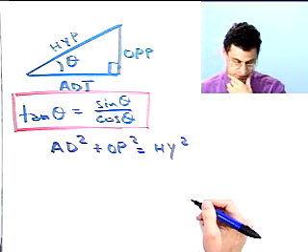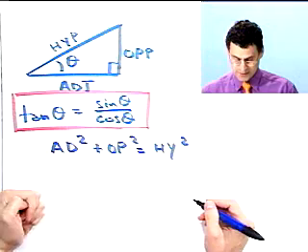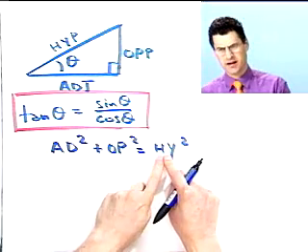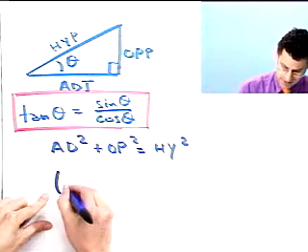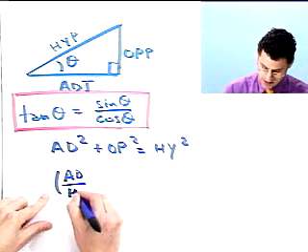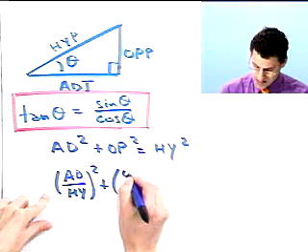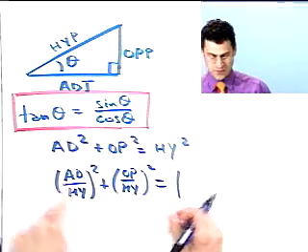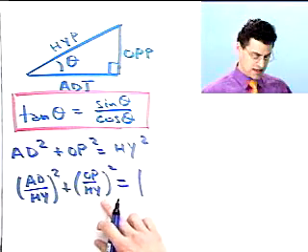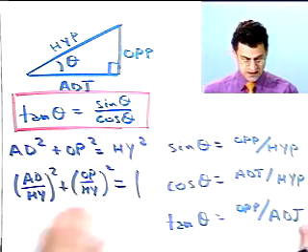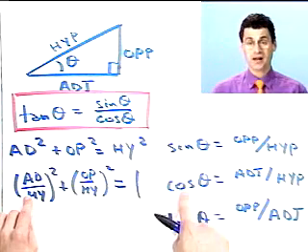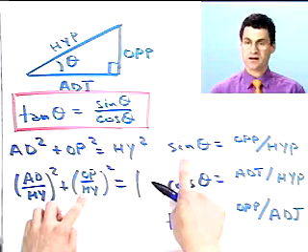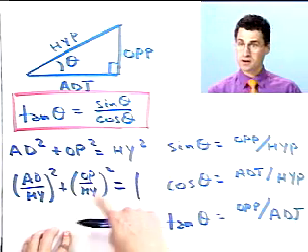Okay, now what could I do here with this? Let me divide everything through by the hypotenuse squared, just to see what I get. If I do that, I would see adjacent over hypotenuse, all squared, plus opposite over hypotenuse, all squared, equals 1. But look, what do you see? Adjacent over hypotenuse is just cosine, so this is cosine squared. And opposite over hypotenuse is just sine squared. So on this side, I see cosine squared plus sine squared equals 1.